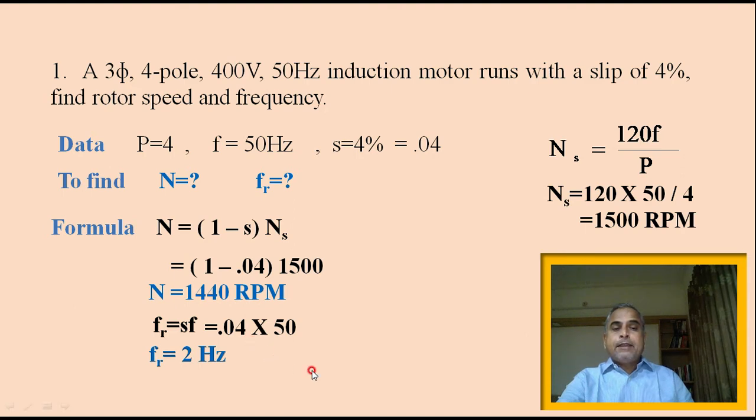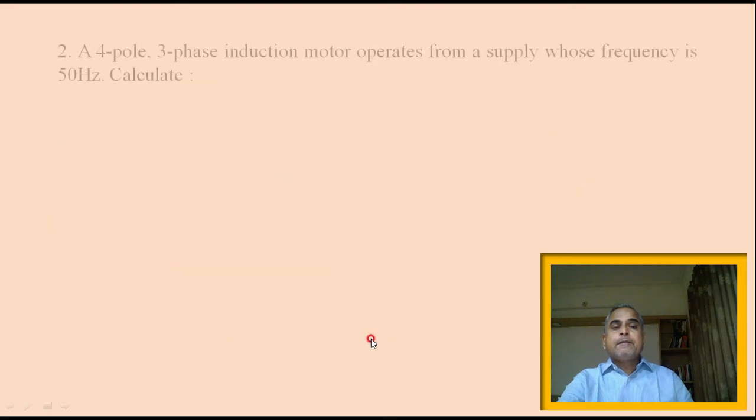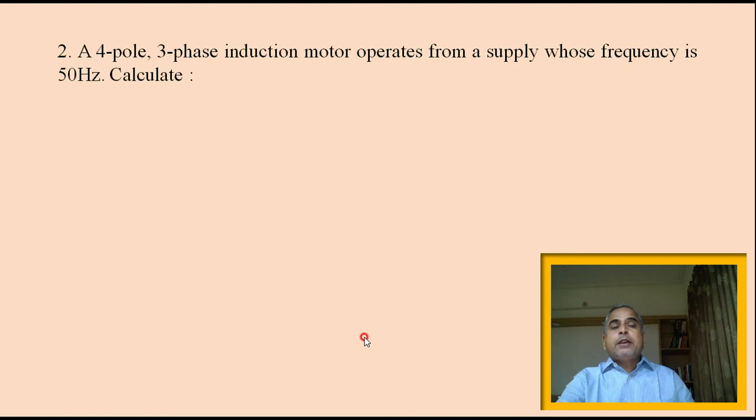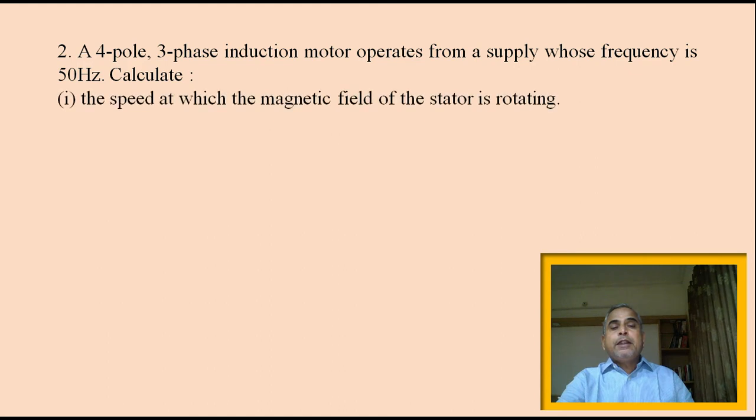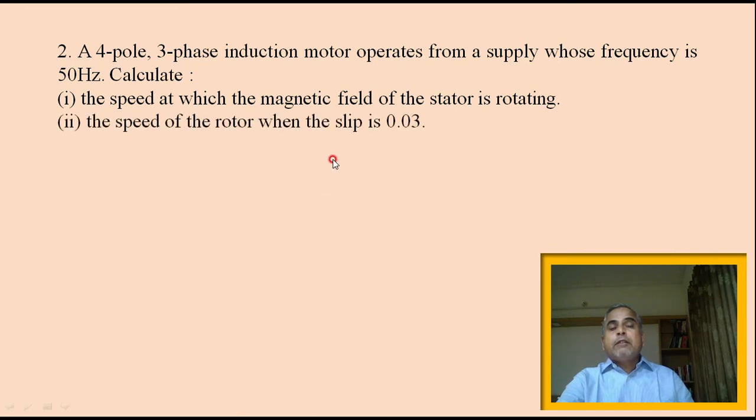The next numerical. The statement: a 4-pole 3-phase induction motor operates from a supply whose frequency is 50 Hz. Calculate the speed at which the magnetic field of the stator is rotating, that is, what is the value of ns. The next quantity you have to calculate is the speed of the rotor when the slip is 0.04, that is, the rotor speed n.